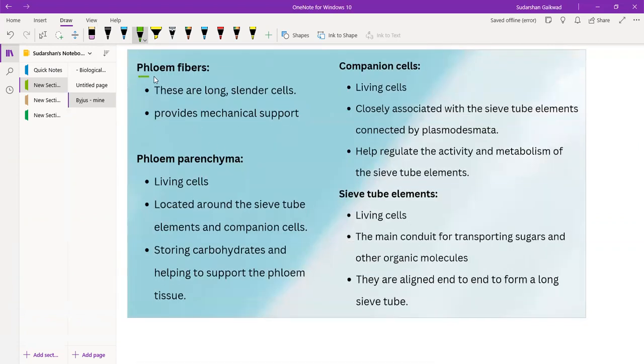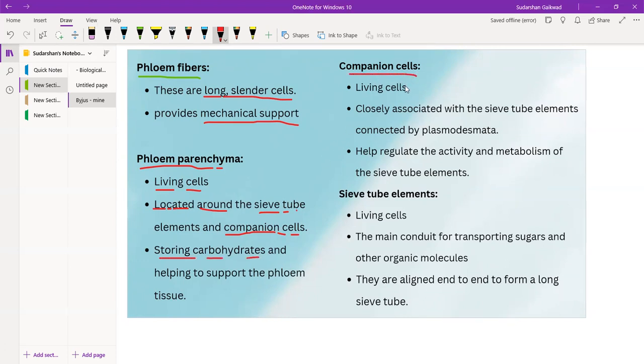The first one is phloem fiber. These are long, elongated, and slender. And like xylem fiber, it also has lignified walls and it gives mechanical strength. And the next element is phloem parenchyma. They are living cells and they have thin walls. They are located around the sieve tube elements and also companion cells. Along with transportation, they also help in storing carbohydrates.